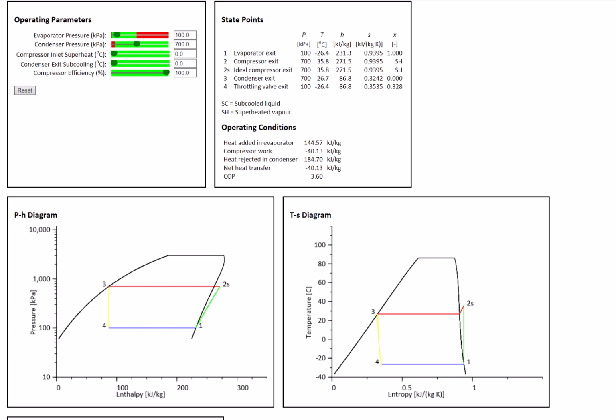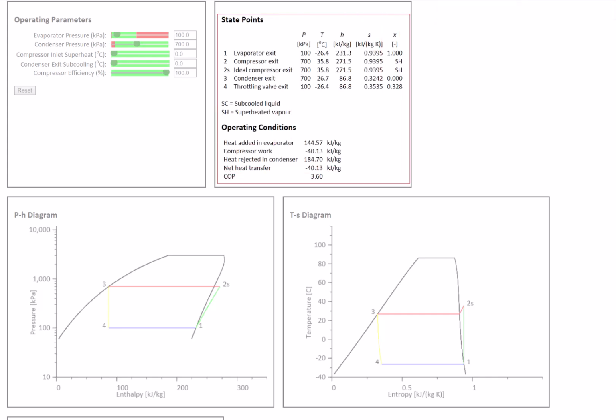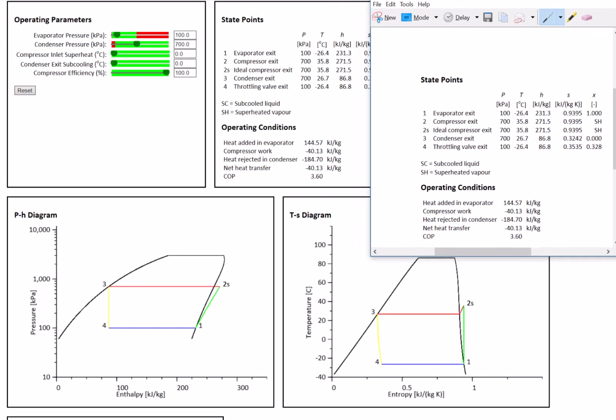So what we'll be interested in is the effect on the coefficient of performance over here, some of the state points, and particularly the refrigeration effect, which would be the heat added in the evaporator here. So I'm going to take a screenshot of just this little table so we can see what changes as we change those pressures. We'll just set that off to the side there.